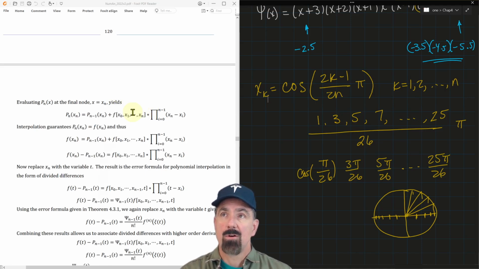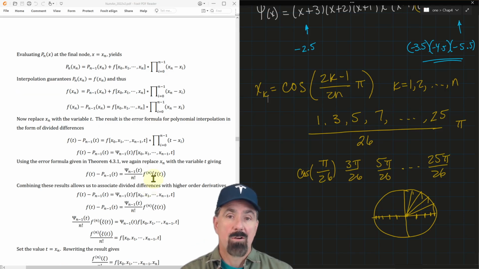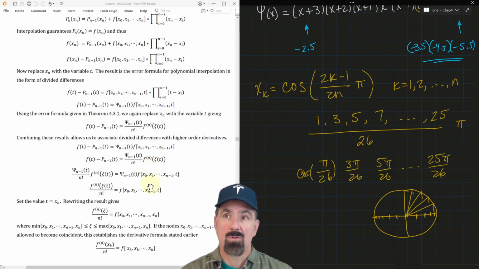There's a development in here that shows the error associated with the divided differences, which is given right here. That's the error from divided differences. And this is the error that is from the theorem. Well, error is the error. We know that the interpolating polynomial is unique, so we can equate those two things.